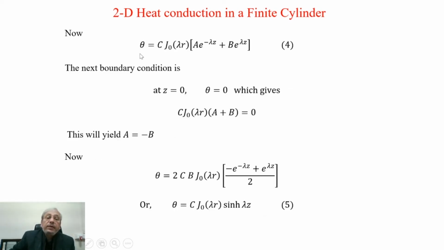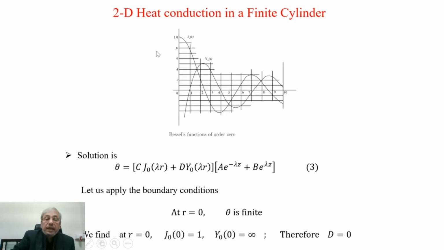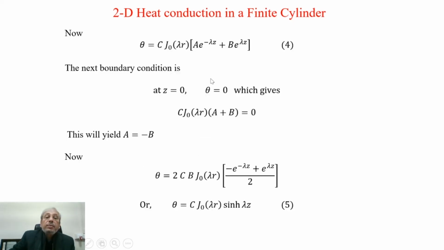Having evaluated d, we can write theta equal to c, here d is 0. We can straight away write from here this part into this part multiplied by this part. So theta equals c J naught lambda r into (A e to the power minus lambda z plus B e to the power plus lambda z). The next boundary condition is z equal to 0, theta equal to 0. So we substitute z equal to 0, and we get c J naught lambda r (A plus B) equal to 0.